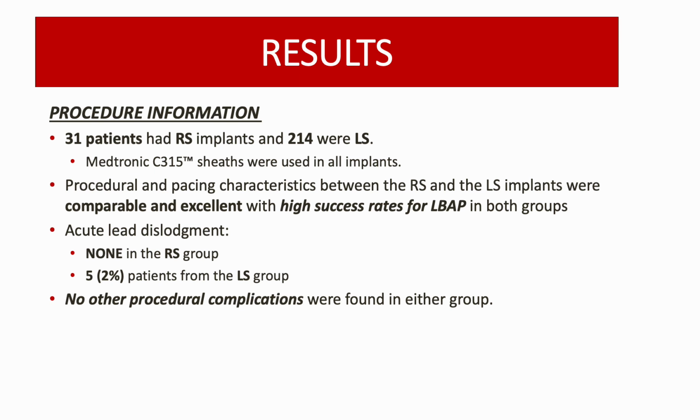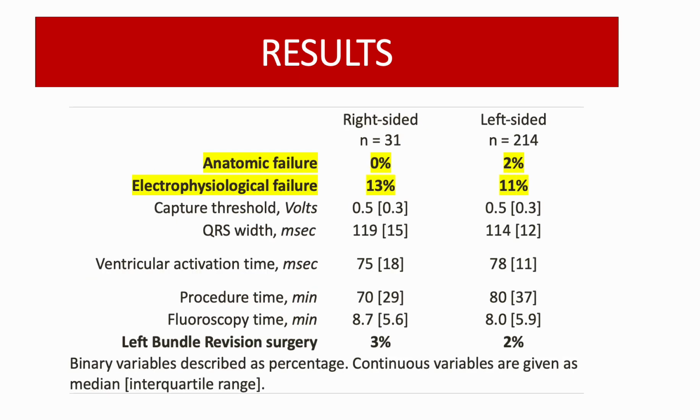After analyzing the data, we saw that 31 patients had right-sided implants and 214 patients had left-sided implants. Procedural and pacing characteristics between the two groups were comparable and excellent. Both groups had high success rates for left bundle area pacing. During the procedures, none of the right-sided group patients had acute lead dislodgement, while 5 of the 214 patients had acute lead dislodgements within the left-sided group. No other procedural complications were found in either group.